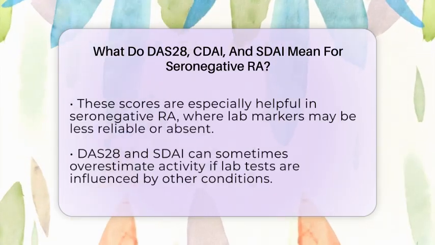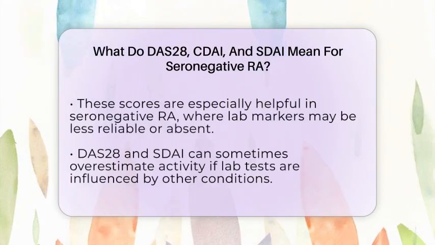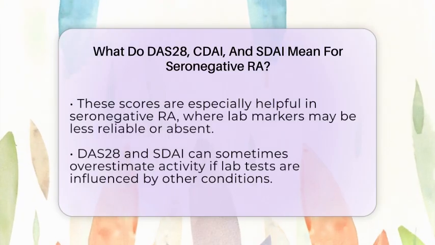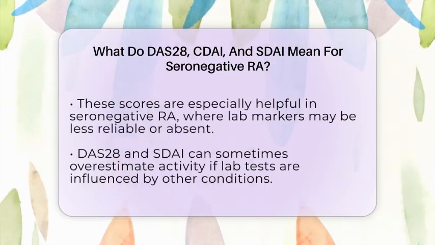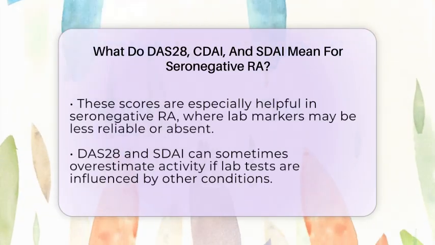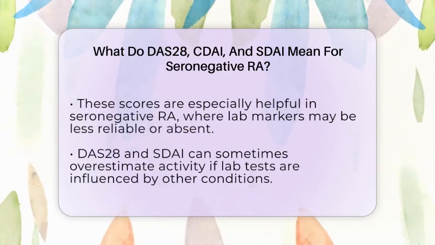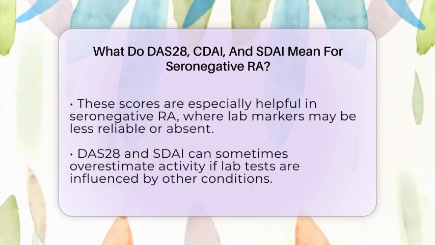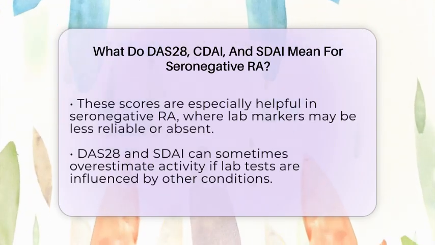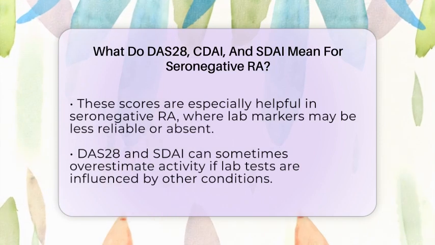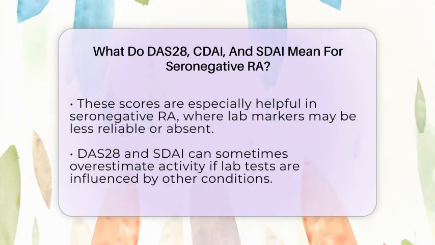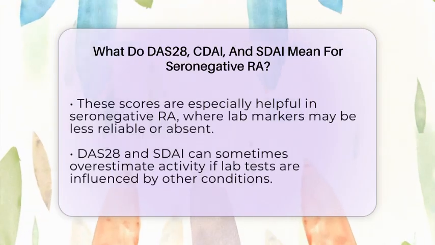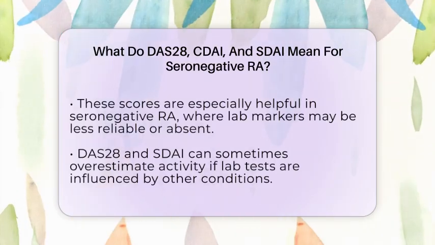In seronegative RA, these scores are particularly helpful because the absence of rheumatoid factor or anti-CCP antibodies can make disease activity harder to gauge. For example, DAS28 and SDAI include lab tests that might be influenced by other conditions, which can sometimes lead to overestimating disease activity. CDAI, on the other hand, relies solely on clinical assessment and patient input, making it a useful tool when lab results are unreliable or normal despite symptoms.